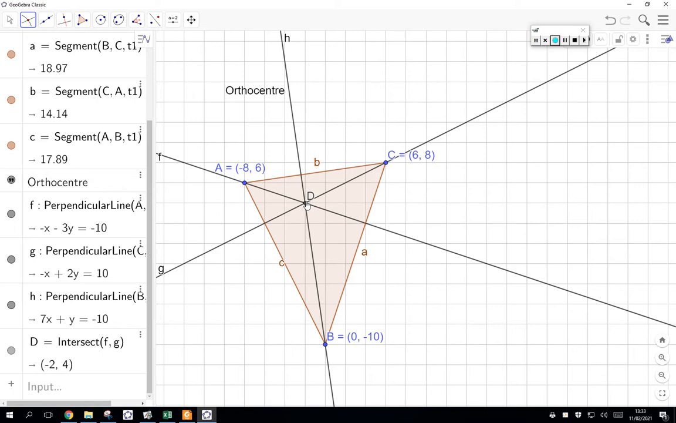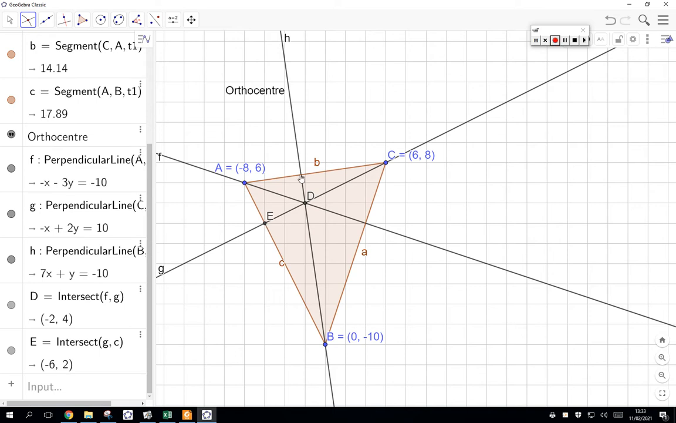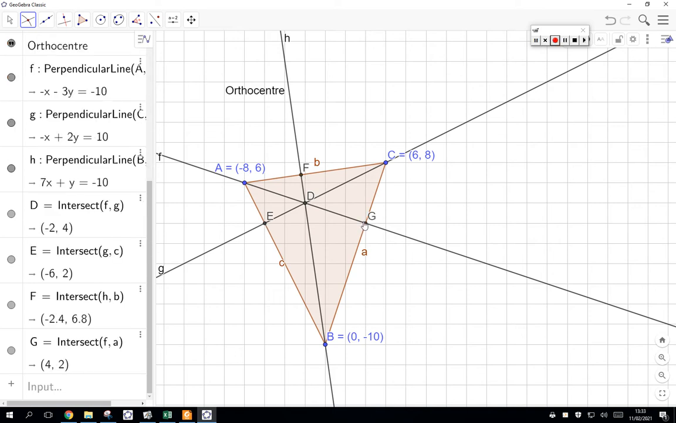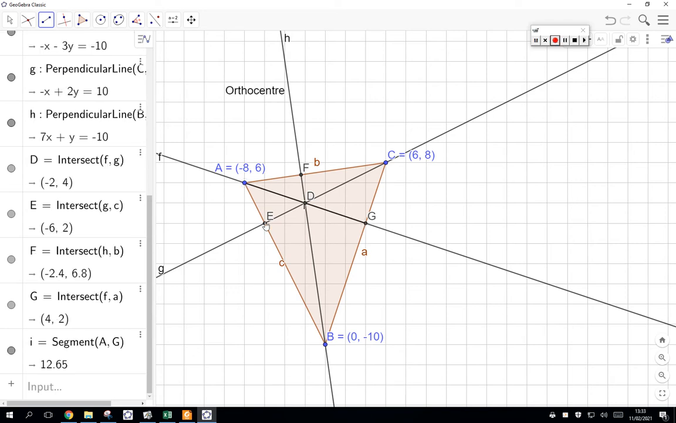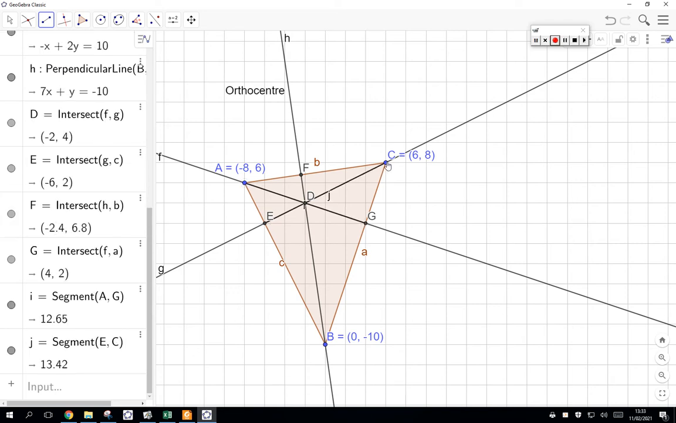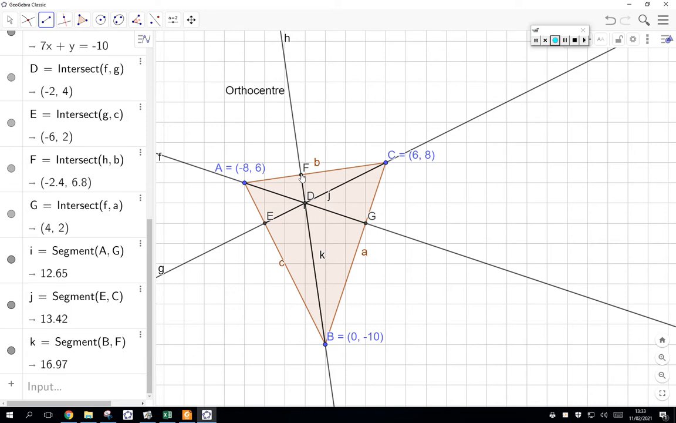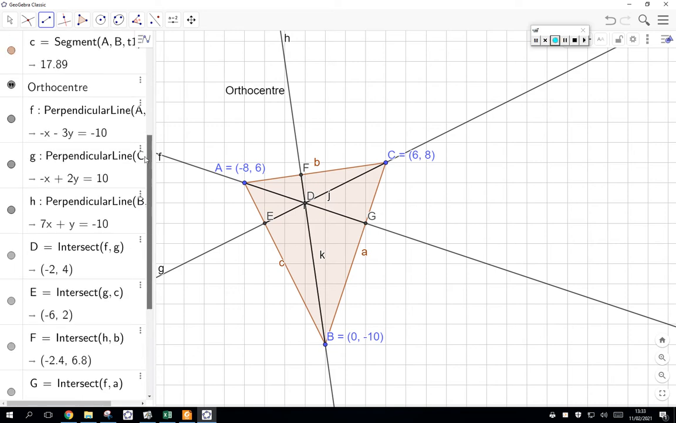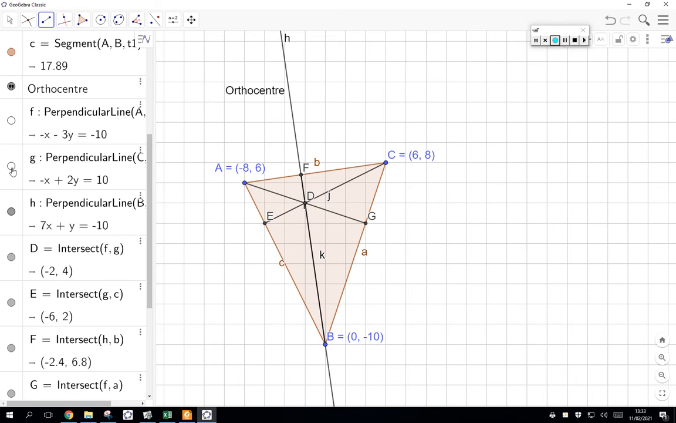The altitudes are actually line segments, so they should stop here. The altitude here should stop there, and there, and there. So if I put in the altitudes, I'm talking about line segments here, from A to that point G, from E to that point C, from capital B to that point F. I'm going to get rid of my lines. And those are my altitudes in there because they give me my heights.